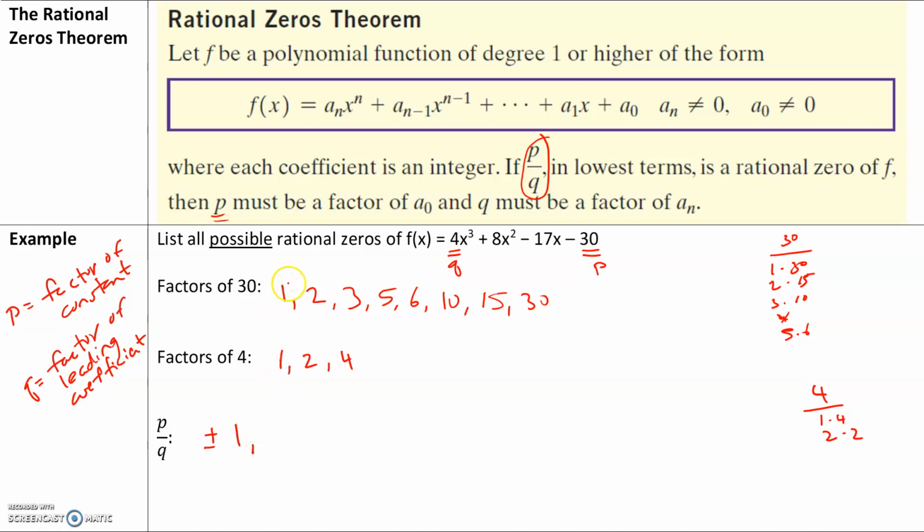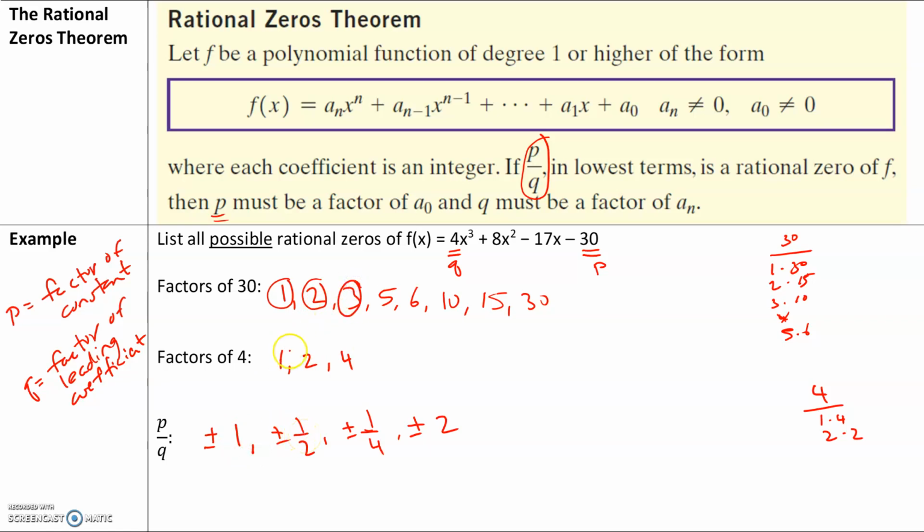Now take the first number and divide it by each of these. So we got plus or minus 1 over 1, plus or minus 1 over 2, plus or minus 1 over 4. Then let's go to the 2. So we have plus or minus 2 over 1, which is 2, plus or minus 2 over 2 is 1, which we already have, so we don't have to write that twice. 2 over 4 is 1/2, which we have, so we don't have to write that twice.